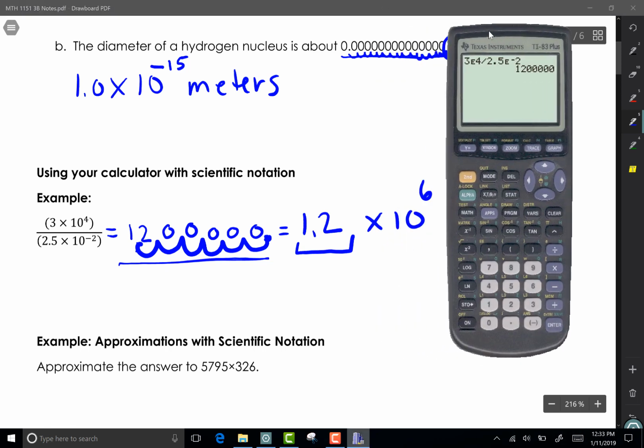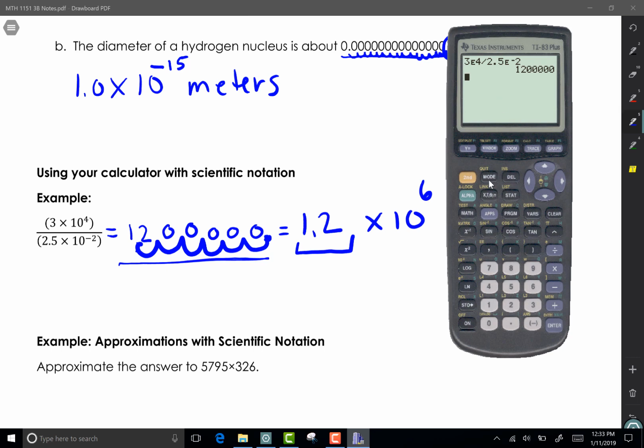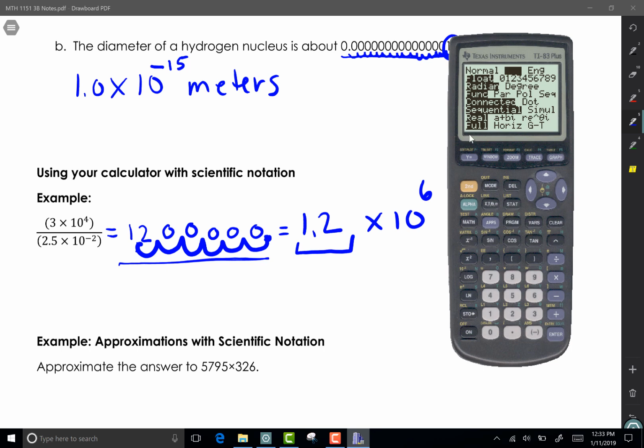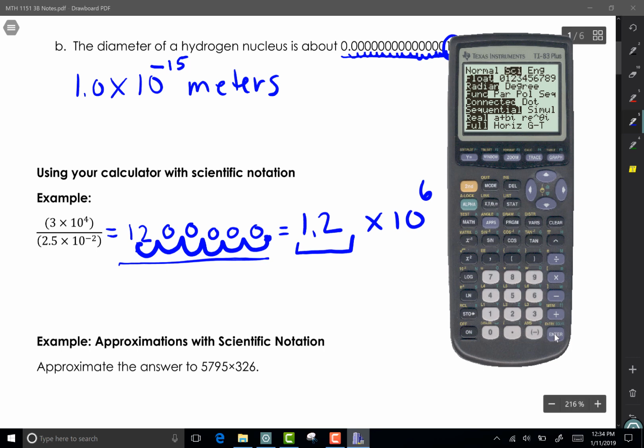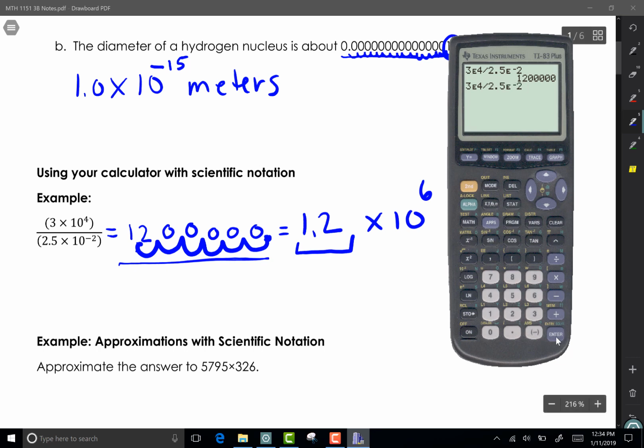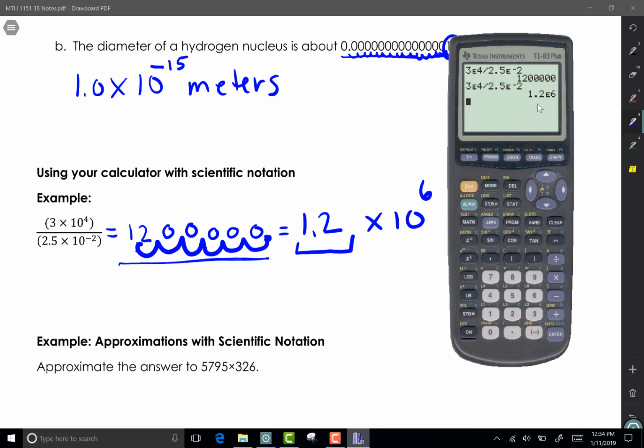You can put your calculator in scientific notation mode if you would like by hitting the mode button and then scrolling over to scientific and hit enter. So now instead of being in normal mode, you're in scientific notation mode. And when I go back to the home screen, if I tell the calculator to do 3E4 divided by 2.5 e to the power of negative 2, and I hit enter, it's going to give me my answer in scientific notation. These are the same answer, they're just written 2 different ways. So my answer in scientific notation is 1.2, and then the e represents the times 10, and then 6 is my exponent. Now, my calculator will stay in scientific mode until I go back and change it.